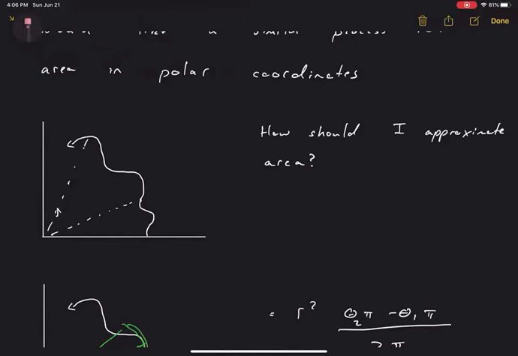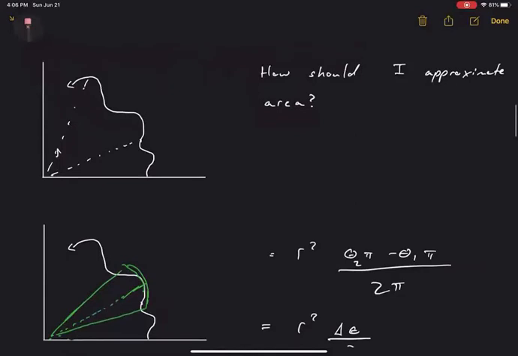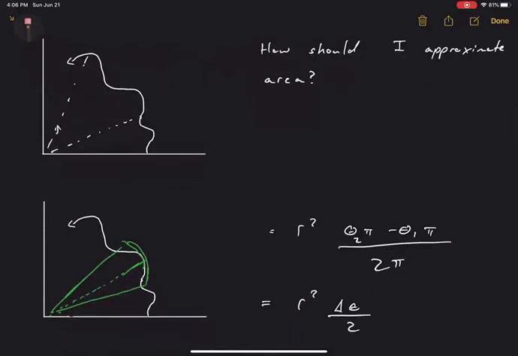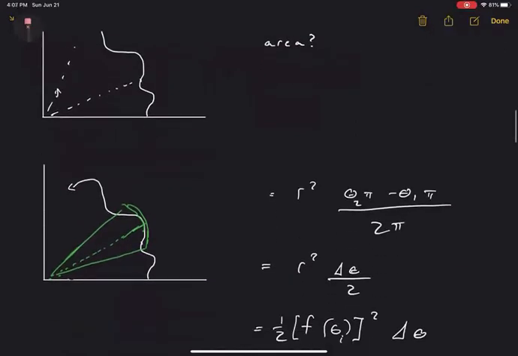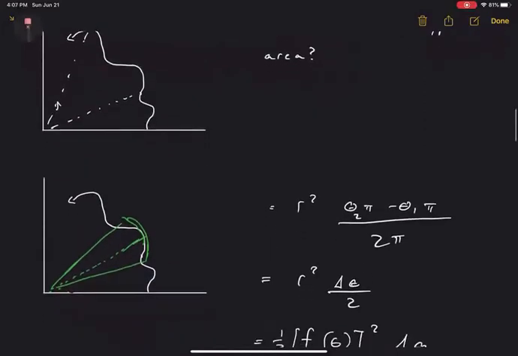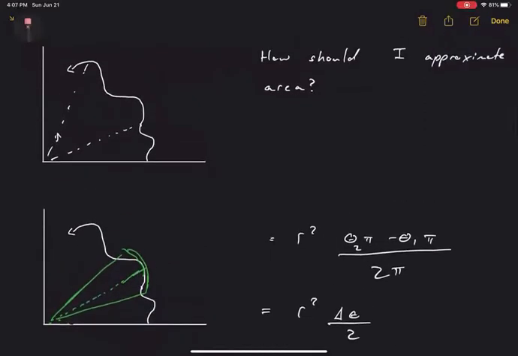What shape would be better for my approximation? Circles, in particular sectors of circles, would work really well. So let's say I want to find the area in between these two angles here. I'm going to break this into sectors of a circle, meaning I'm going to take a slice here, okay?